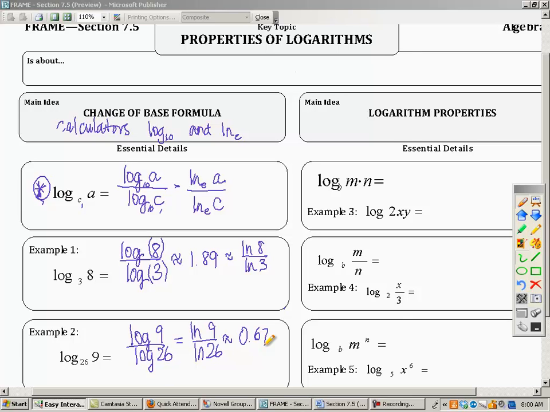Okay, so this is the idea. If we ask you to evaluate a log and the base isn't base 10 or base e, then you have to use this idea of the change of base. That's the first property we're doing. Then we give you 3 properties for logs that will help us simplify for tomorrow.